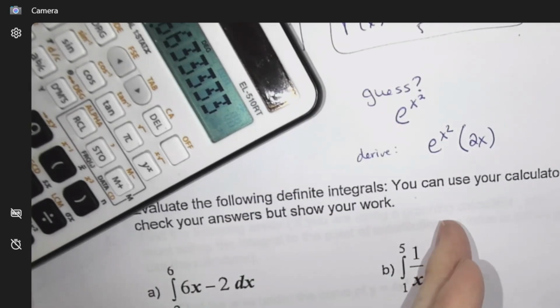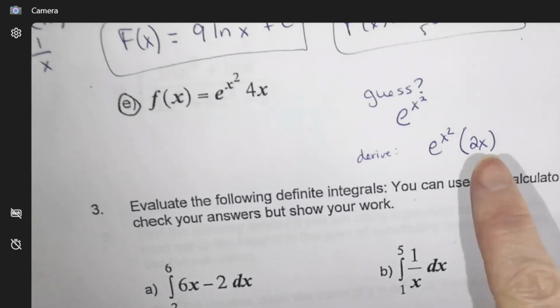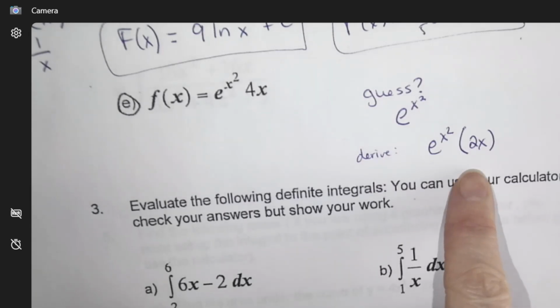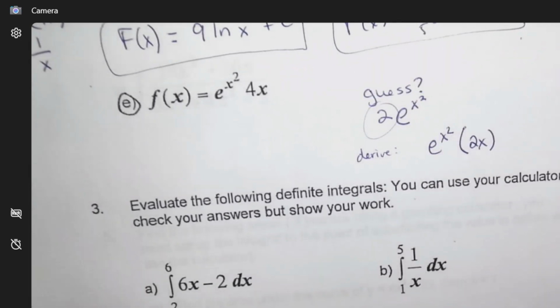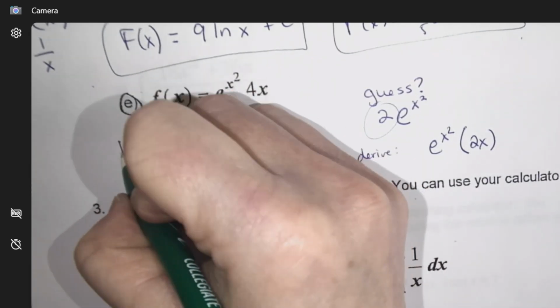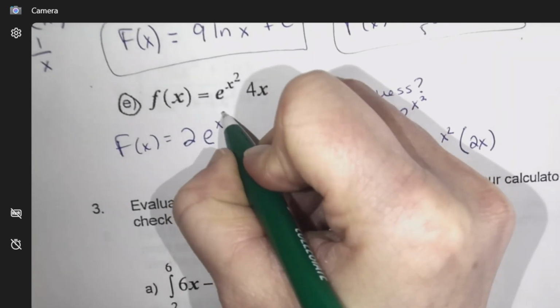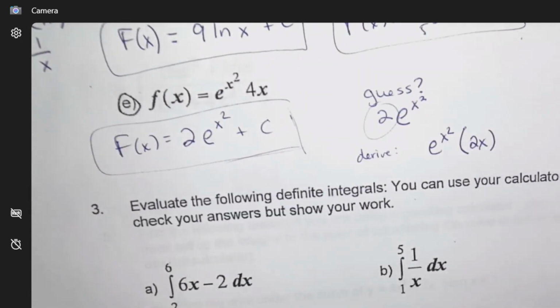Okay, did your prediction match? No, I actually need a 4x. So now what do I need to add with my guess? I need to put a 2 in front of my guess. Okay, so the big thing is get that foundation of what you could have started with.